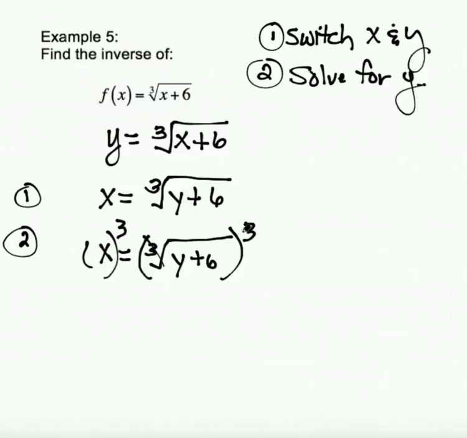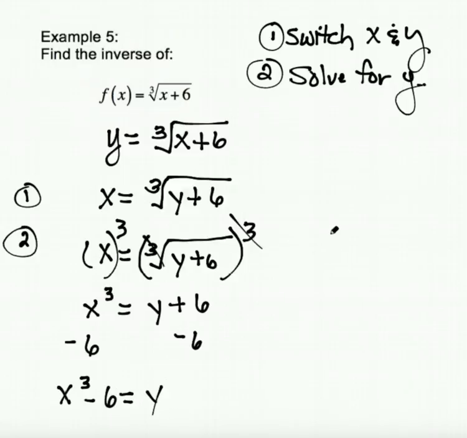All right, cube root and cube cancel out. So that leaves me with x cubed is equal to y plus 6. Again, I'm trying to get y by itself, so I'm going to subtract 6 from both sides. So that gives me x cubed minus 6 equals y. I'm going to rewrite it with my y on the left-hand side. So y equals x cubed minus 6.